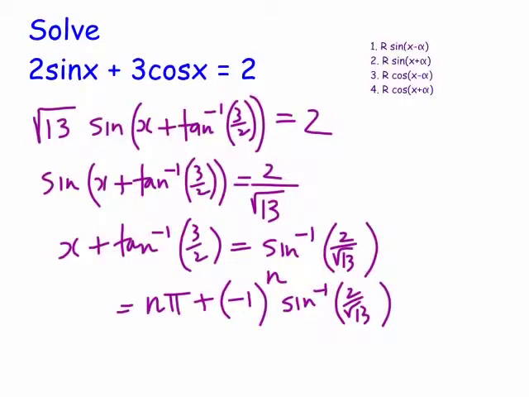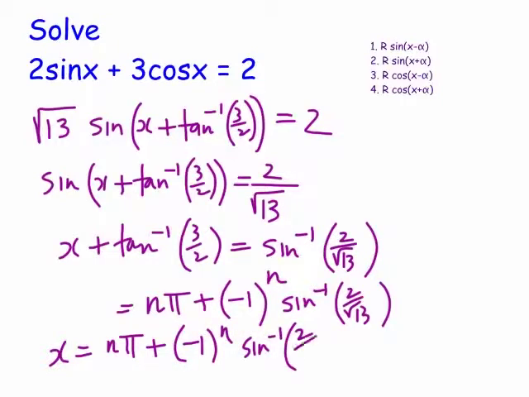So we then move the tan across, and we end up with the solution: x equals n pi plus minus 1 to the n, sine to the minus 1 of 2 on root 13, and then minus this angle, tan to the minus 1 of 3 on 2. We're now going to put in some values of n just to try and get some of these solutions, just to see.